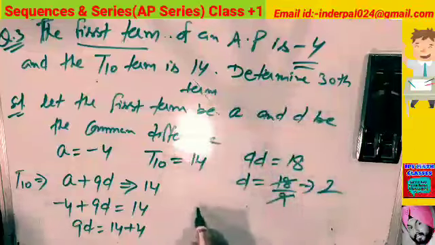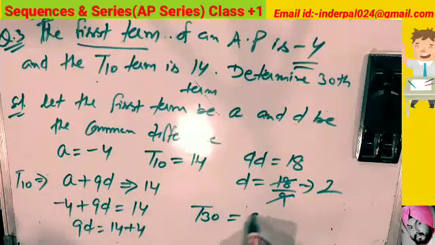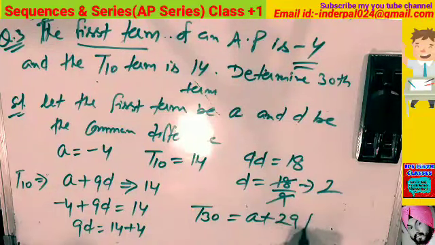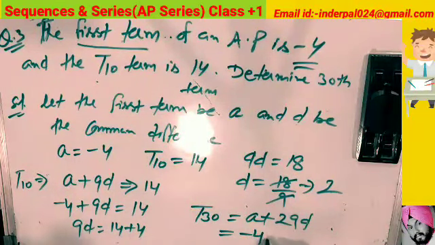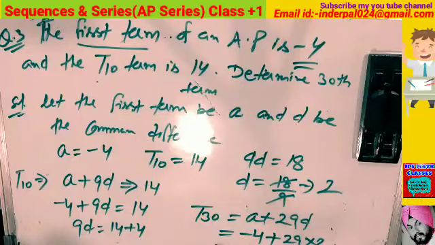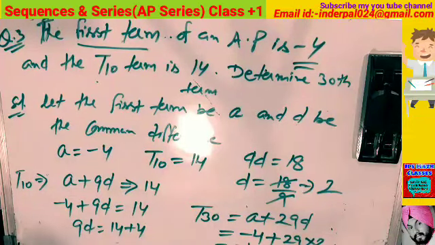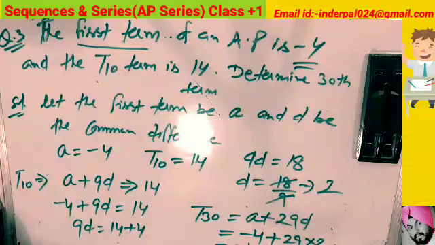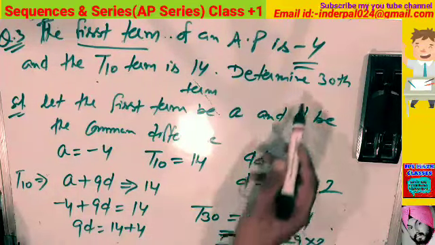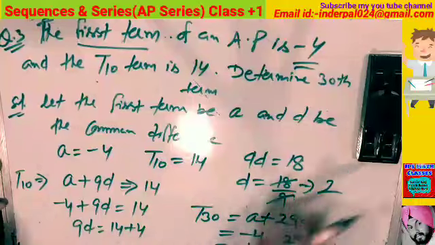Determine the 30th term. Formula of the 30th term is A plus 29D. Putting the value of A equal to minus 4, plus 29 into D. Minus 4 plus 29 into 2, which is 58. 58 minus 4 is equal to 54. So the 30th term is 54.